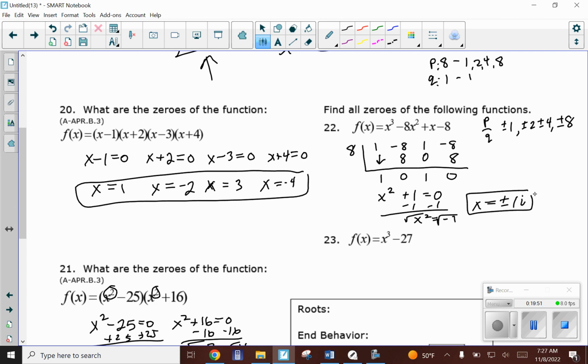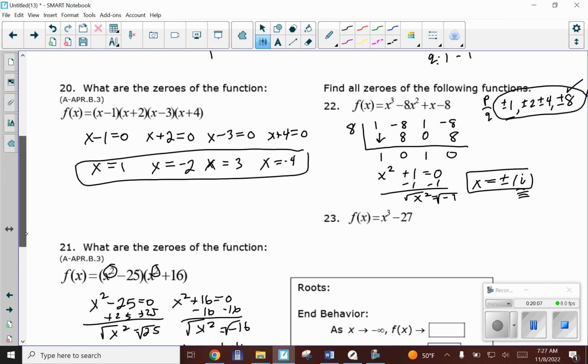So out of this list, there was only one number that was going to work, and that was going to be the positive 8. The reason why none of these other numbers worked is because the other answers had an i on it. And obviously these don't have i's, so that's the only way you could get the other answers.